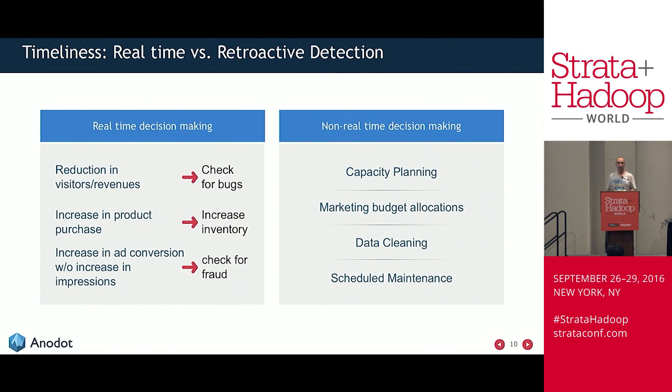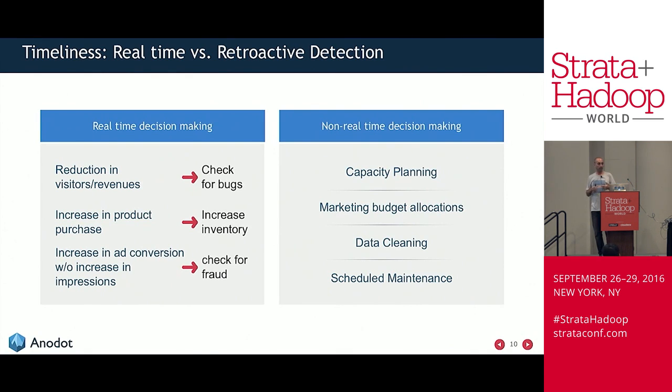So timeliness, real time versus retroactive. Some examples of when real time is appropriate and when non-real time is appropriate. For example, when I have an e-commerce site or any web service and I see a reduction in the number of visitors or in revenues, well, I need to know that fast because it could be because of a bug that's causing people to leave my site.